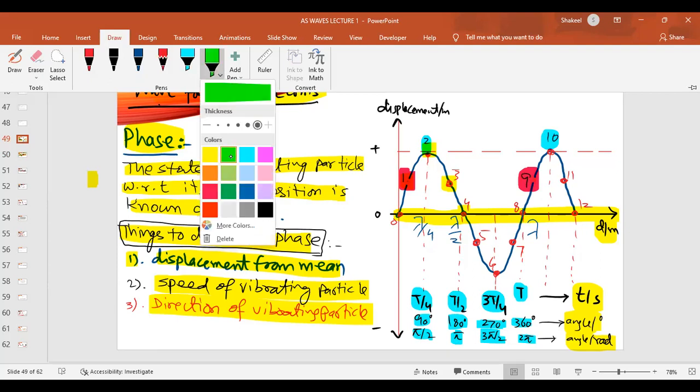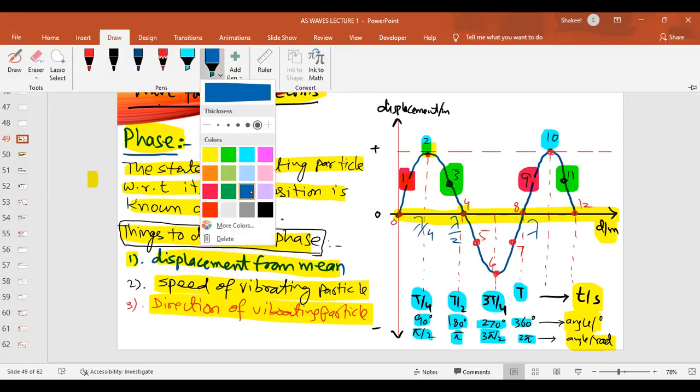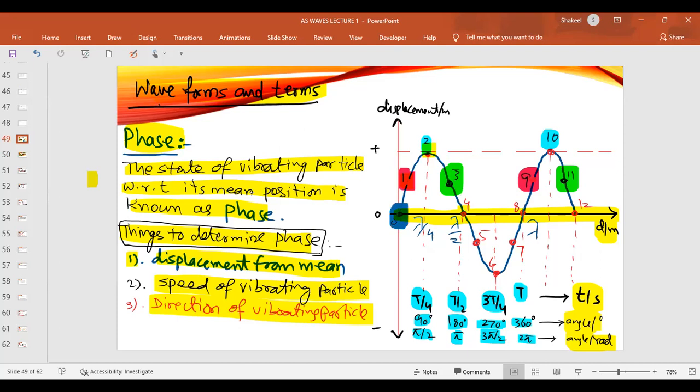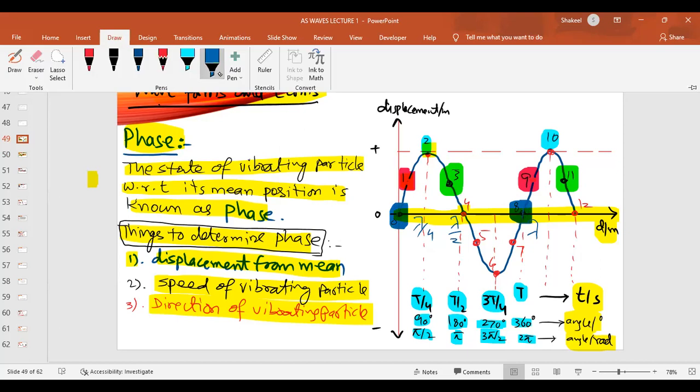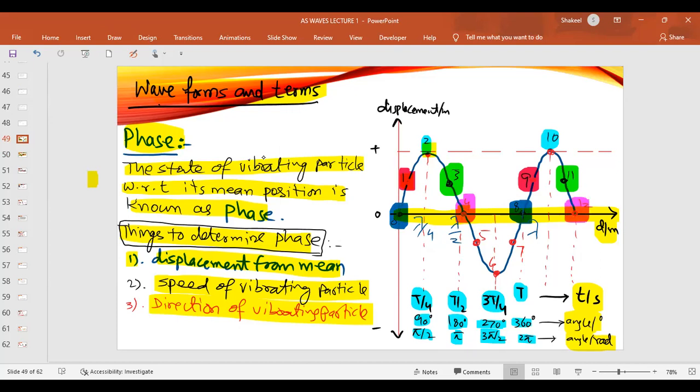The next particles which are in phase are number 3 and number 11, because 3 and 11 are lambda apart. All the particles which are lambda apart are in-phase particles. So 1 and 9 are lambda apart, 2 and 10 are lambda apart, 3 and 11 are lambda apart. That's why these are known as in-phase particles. The next are 0 and 8, in phase because they are lambda apart. The next are 4 and 12, also in phase because they are lambda apart.